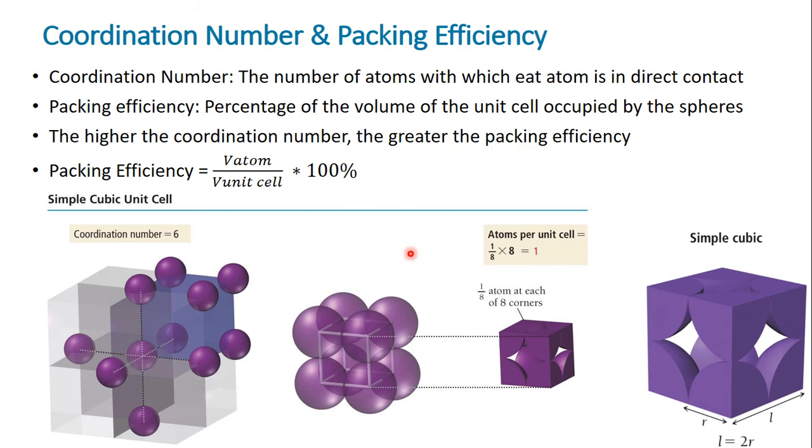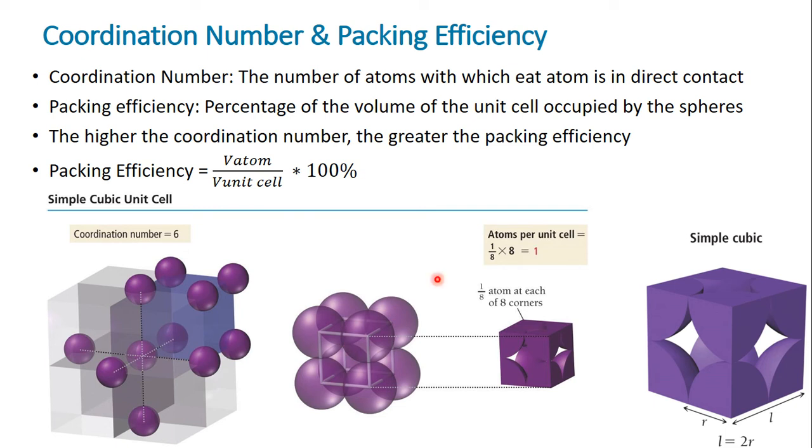So when we talk about unit cells, we're going to be talking about coordination number and packing efficiency. Coordination number is just the number of atoms with which each atom is in direct contact. And the packing efficiency is the percentage of the volume of the unit cell occupied by the spheres. So not empty space. How much of this cell is taken up by our atoms?